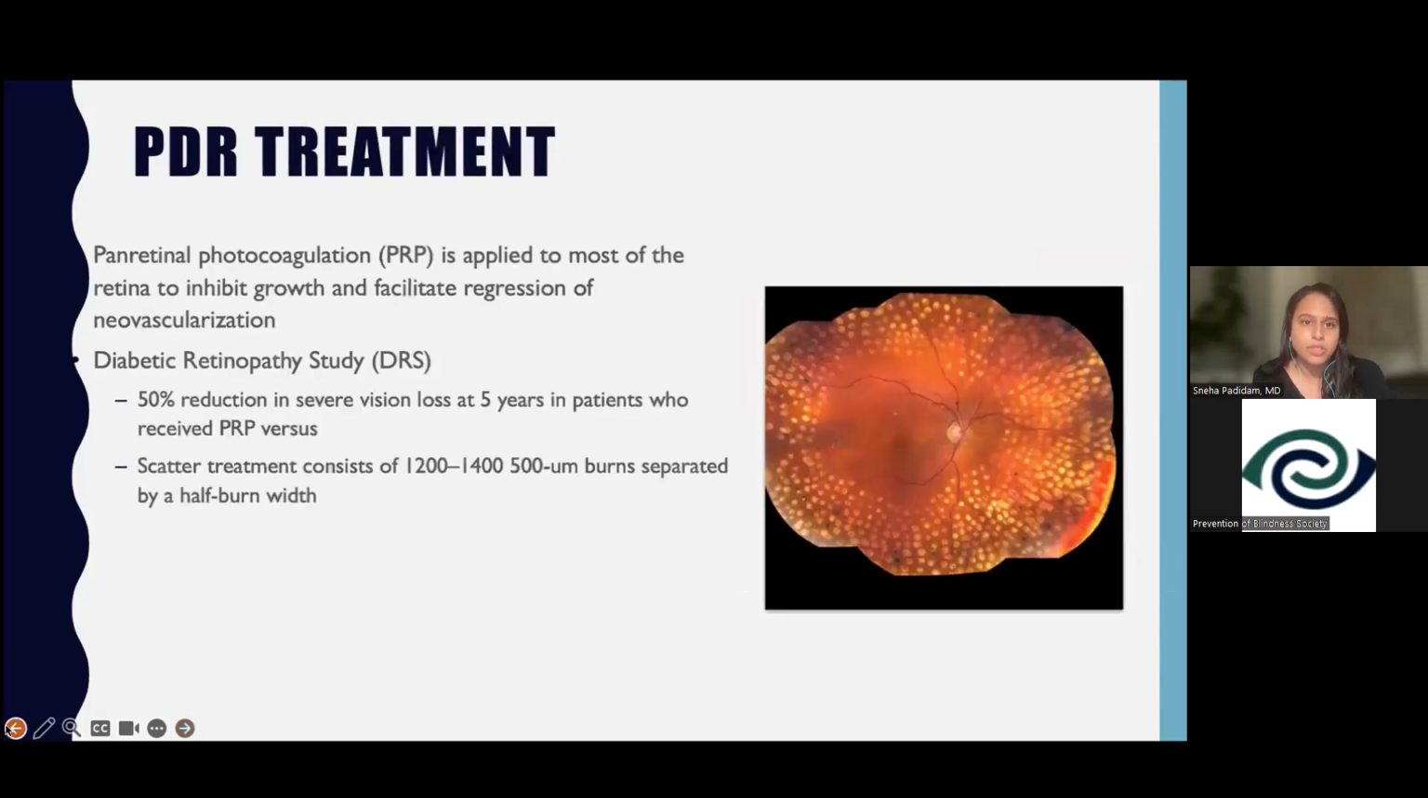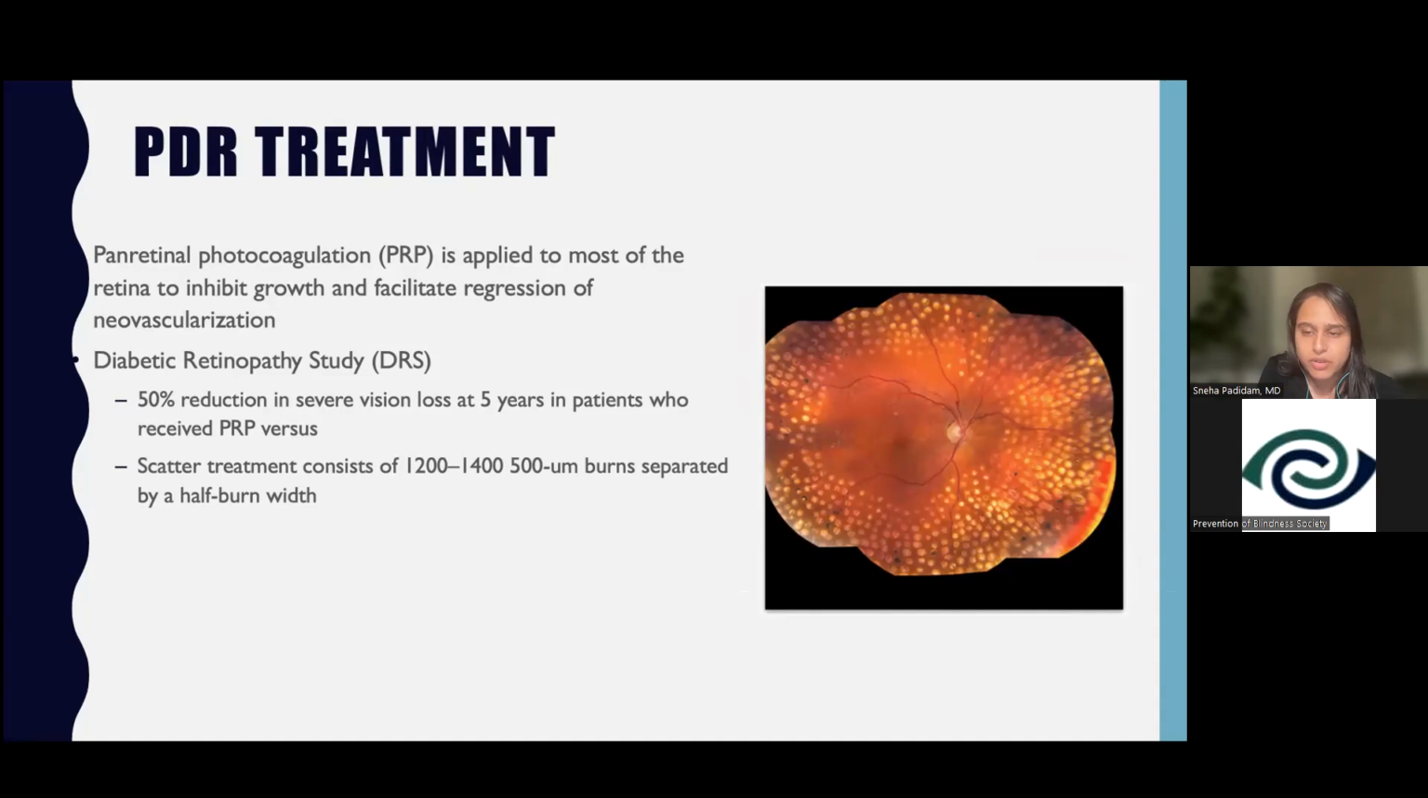Now, treatment. How do we treat this? One of the mainstays of treatment of proliferative diabetic retinopathy is laser treatment to the peripheral retina called pan-retinal photocoagulation. And on this image, you can see multiple spots of laser treatment in the peripheral retina. And what this does is it inhibits growth and facilitates regression of the abnormal blood vessel growth.